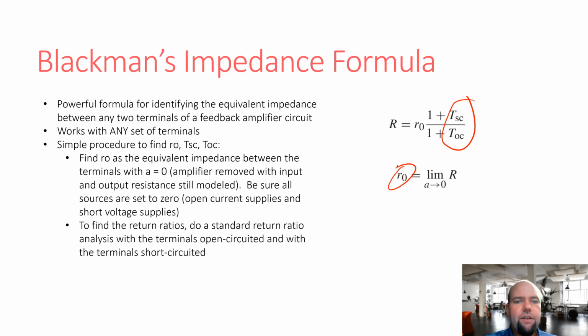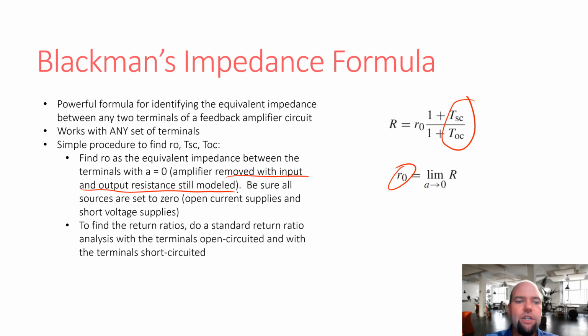The procedure is so R naught is the equivalent impedance between the terminals with the gain set to 0. Previously we talked about what a gain of 0 is: it's an op amp that produces no output. So internally we can ground the dependent supply inside the op amp, and we can just find the equivalent that way. Also, with the amplifier removed, the input and output resistance is still modeled, and we set all sources to 0, meaning open current supplies and short voltage supplies.